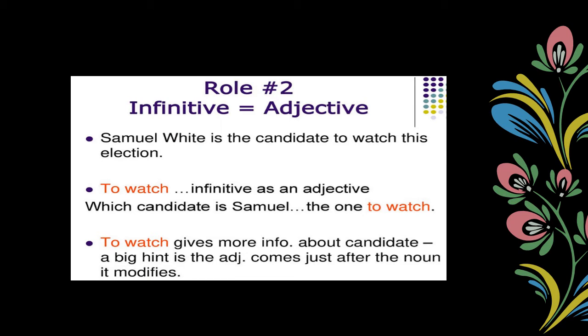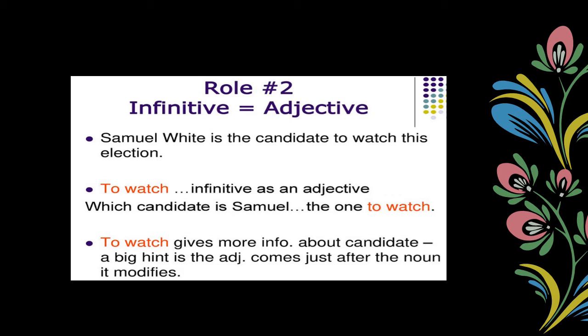The second function of your infinitive is that it functions as an adjective. Let's take this example. Samuel White is the candidate to watch this election. So where is your infinitive here? Your to plus your base form of the verb. Okay, it is to watch.